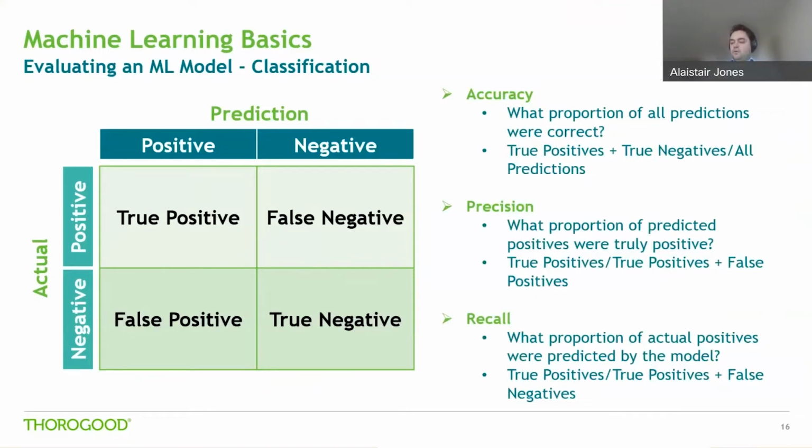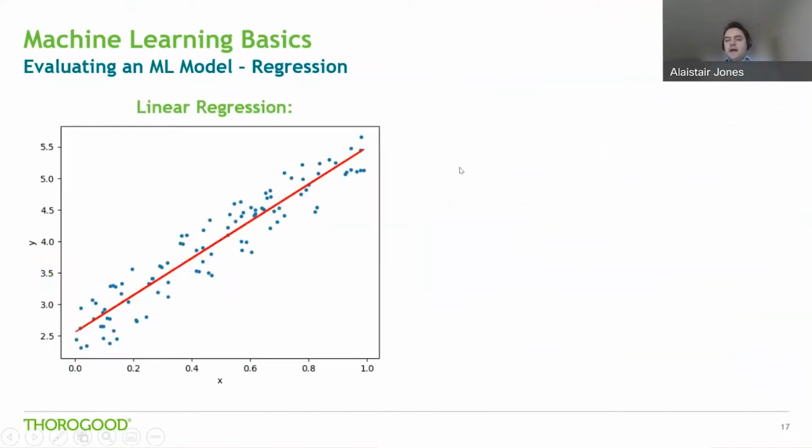In the example of spam emails, we may never want the spam email to make it through to people's inboxes. So recall might be more important than precision if we're weighting these different measures of the model's effectiveness. Now onto the regression models.